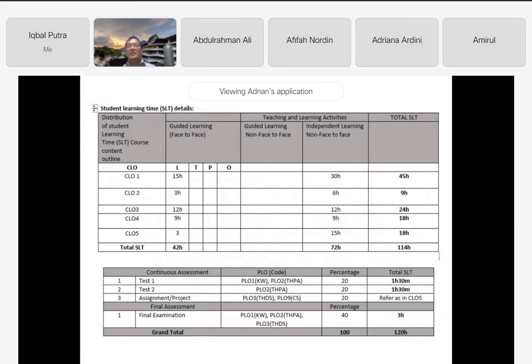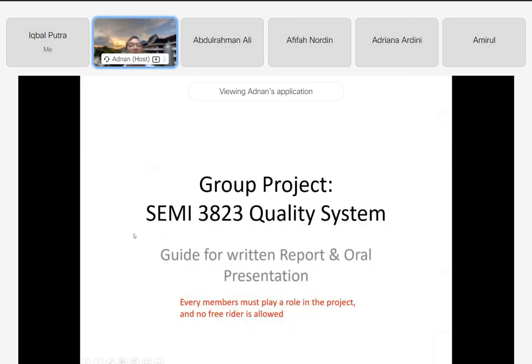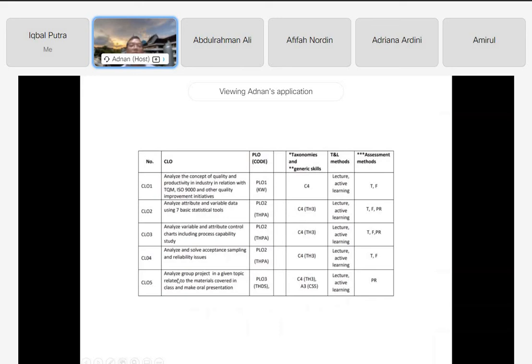So this is also from the course outline. Especially we are on CLO 5, meaning analyze group projects in a given topic and make an oral presentation. This is what we need to satisfy for the course. You will have group projects and an oral presentation.